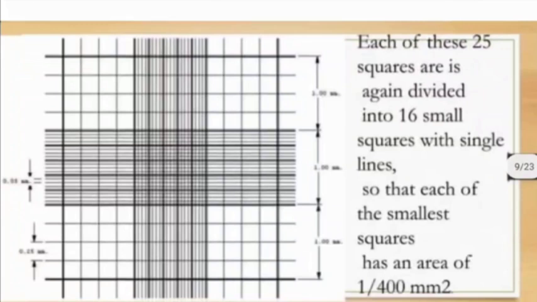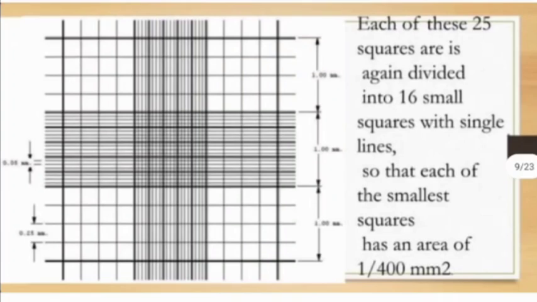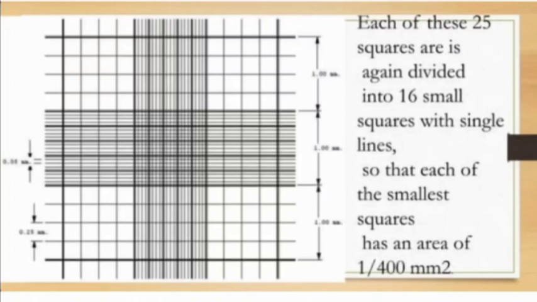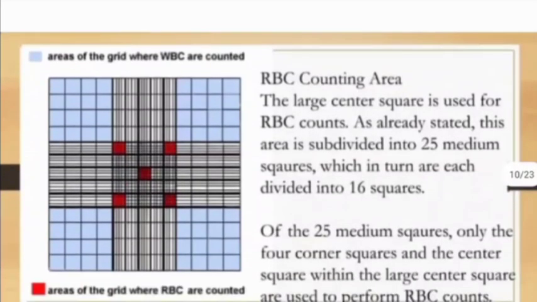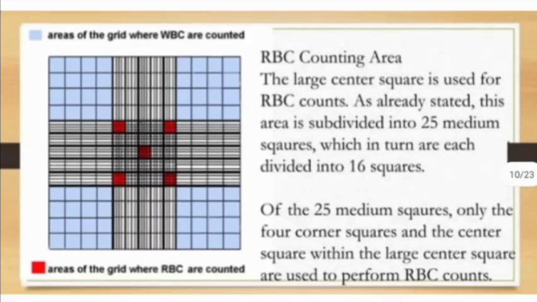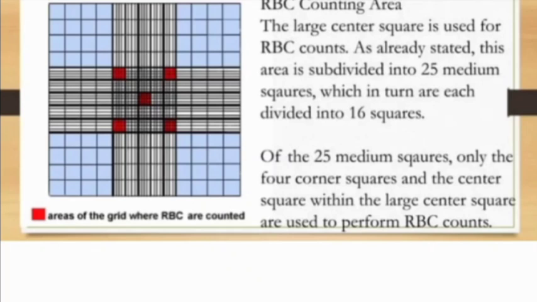As you can see, these are the grid lines used for total RBC count. Each of the 25 squares is again divided into 16 small squares with single lines, so that each of the smallest squares has an area of 1 by 400 millimeter square. As you can see in the image, these are the grid lines showing how the RBC counting area is arranged. The large center square is used for RBC count. As already stated, this area is divided into 25 medium squares, which in turn are each divided into 16 squares. Of the 25 medium squares, only the 4 corner squares and the center square within the large center square are used to perform RBC count.